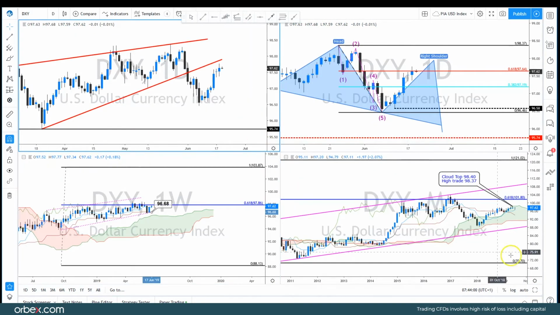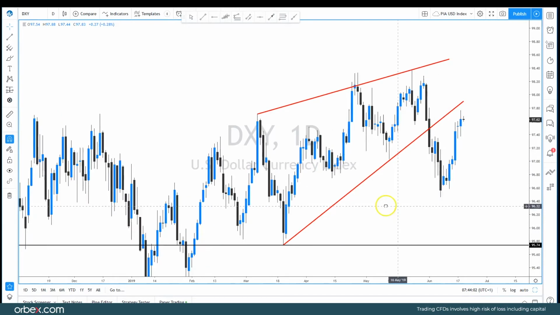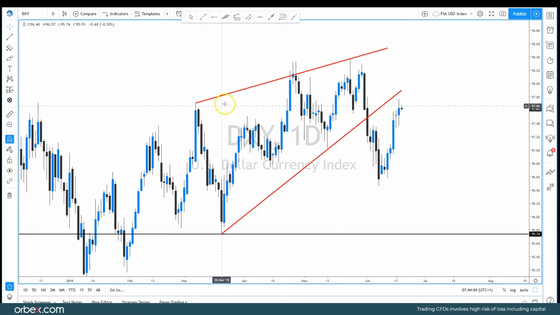Now, if we go to this chart, this is still the daily chart. We've broken this wedge formation to the downside. The measured move target here is 95.74. Now, we have seen quite a sustained recovery. We've got some reverse trendline resistance located around about 97.90, and we'd look for that to cap any spikes higher in the dollar index.